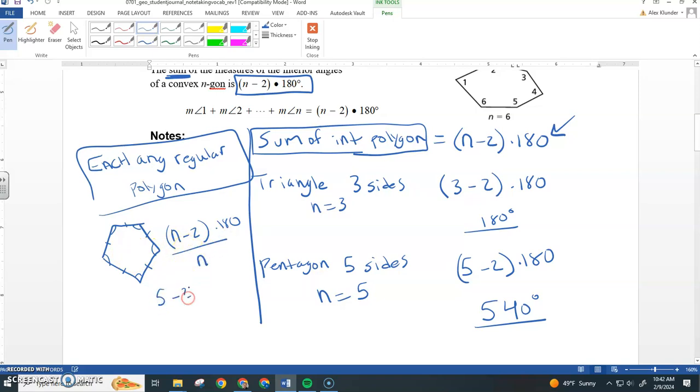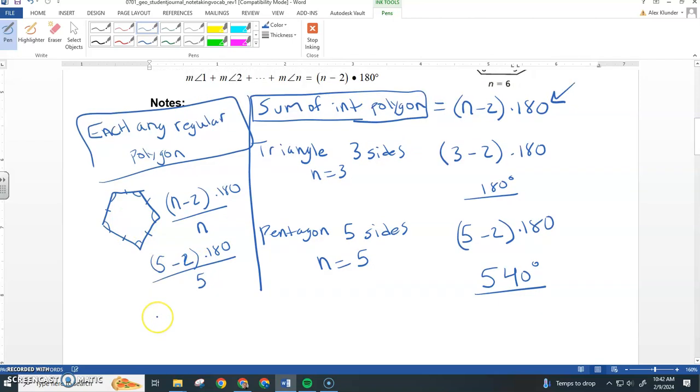I could take 5 minus 2 times 180. And since all the angles are identical, if I wanted to find each angle, I could take that 540 divided by 5, and each angle is going to equal 108 degrees. And you can do the math on that. So I know that all of these are 108. And we can double check that math if we need to. I can take 108 plus 108 plus 108, and I can do that 5 times. And I get 540, which I know has to be the total.